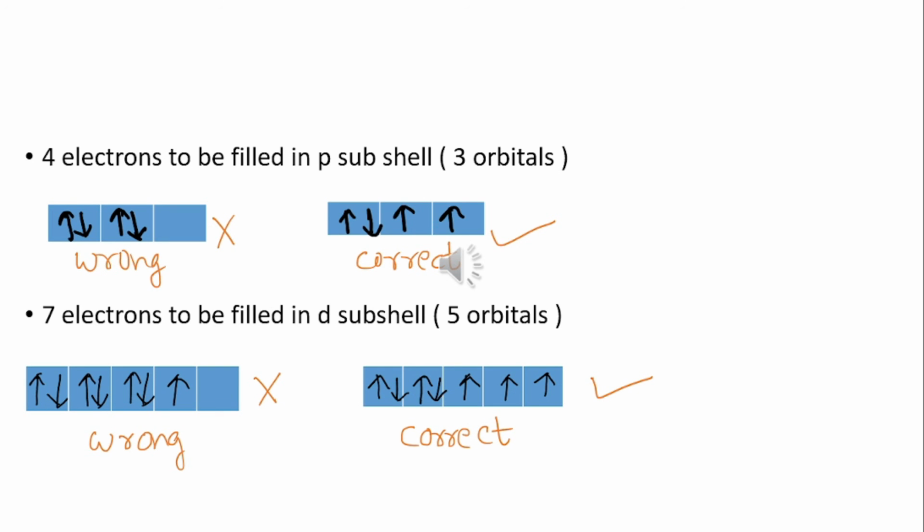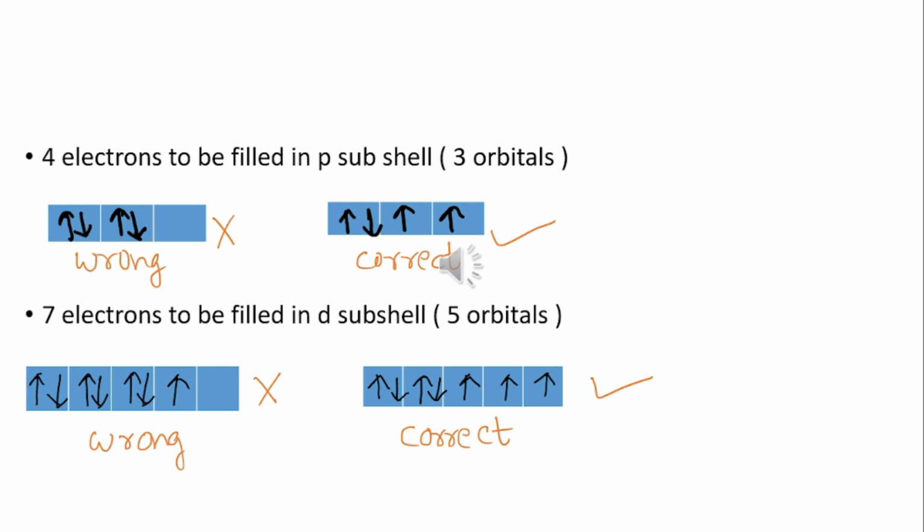Suppose we have to fill up 4 electrons in the p subshell. The p subshell is having 3 orbitals. So let us see the correct way of filling up the electrons. Now 2 ways are shown here. The first way is the wrong way, in which only 2 orbitals are filled with pairs of electrons. But the second way is the correct way, in which all the orbitals are singly occupied first, and then when all the orbitals are half filled, the fourth electron will form a pair.